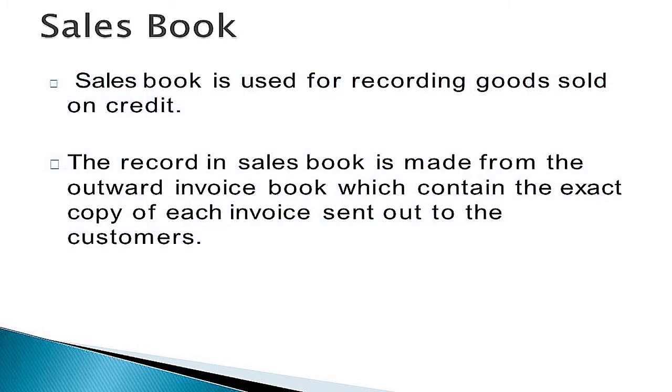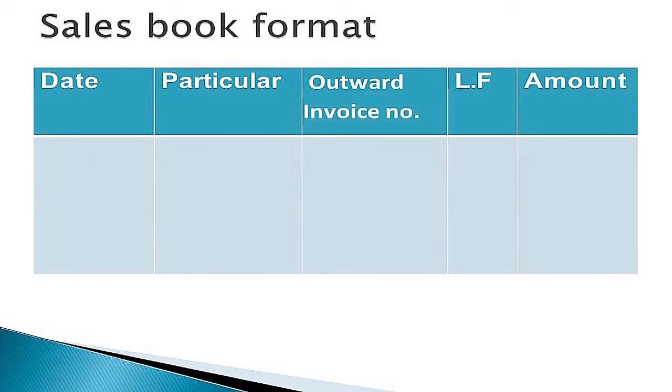Only goods sold on credit were recorded in sales book, and there is no need to record credit sales in journal as well as later in sales book. Directly we can enter the credit sales in sales book with party name and description of goods. Format is date, particulars, outward invoice, LF number, and amount.